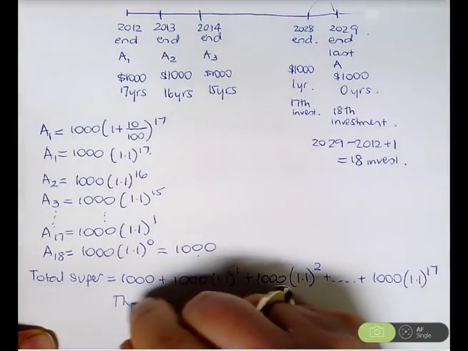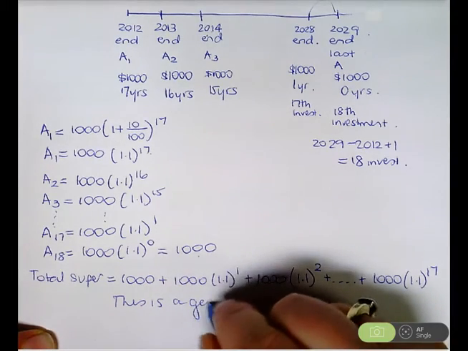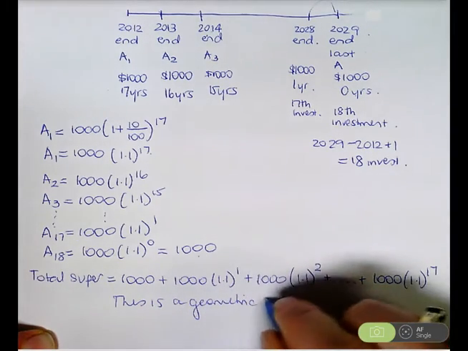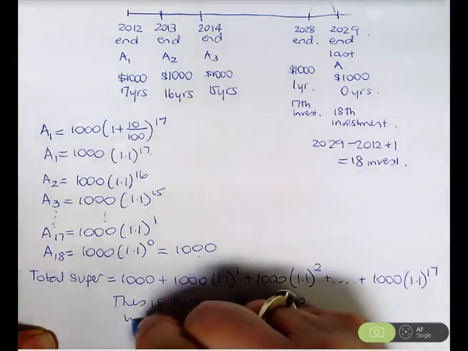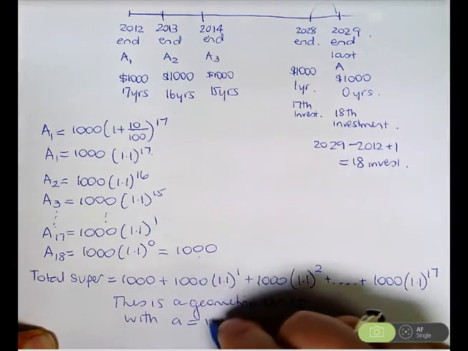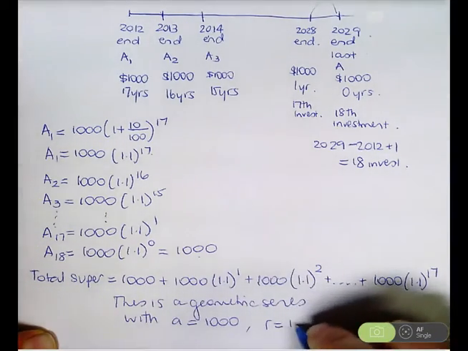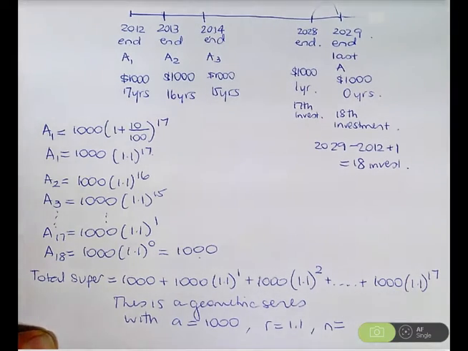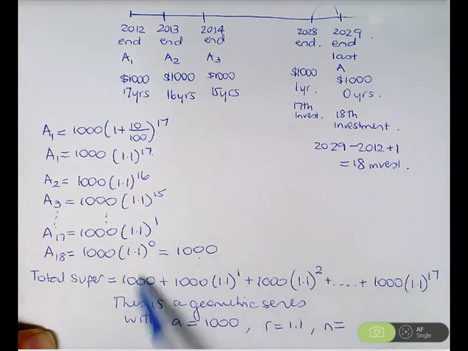So therefore this is a geometric series with A equal to 1,000, R is 1.1, and N is, now we're going from the power of 1 to 17 there. We've got 17 terms here plus this one, which is 18 terms.